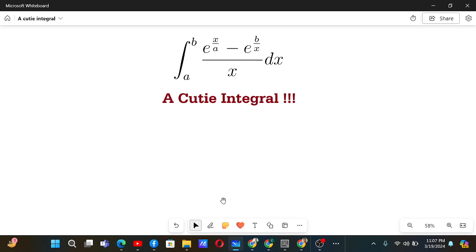A Cutie Integral. So I found this integral really beautiful in terms of the solution, in terms of how it appears, and how it's designed, everything. And so I named it Cutie. Regarding the solution process, it took me just a few minutes, let's say 5-6 minutes, to find out how we can actually solve this. Or you can also do it in less than that as well. It's not that tough. But let me show you how I solved it.